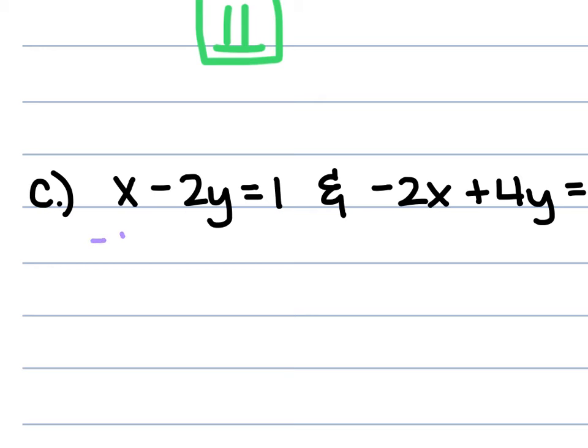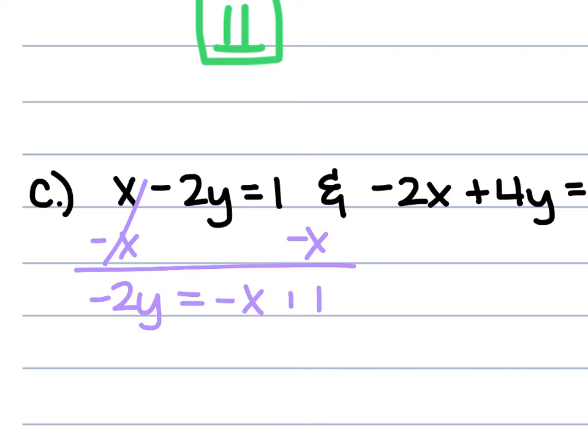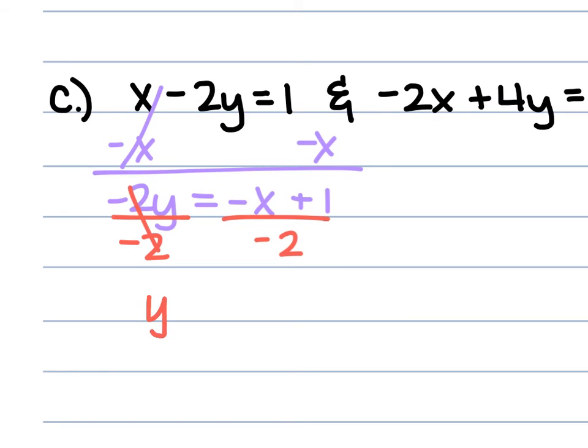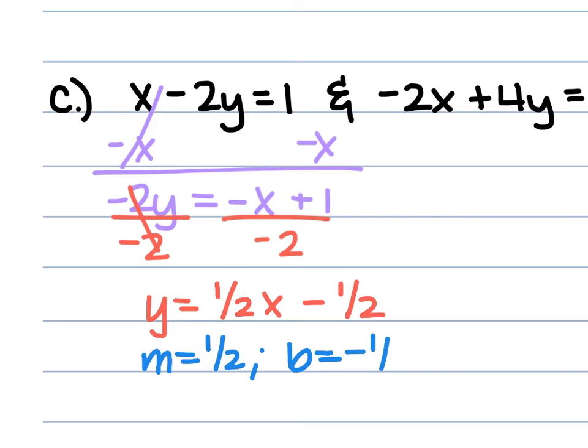Start with your first equation. Subtract the x from both sides. We have negative 2y is equal to negative x plus 1. Divide each side by negative 2. So y is equal to 1 over 2x minus 1 over 2. So for this one, our slope is 1/2. Our y-intercept is negative 1/2.